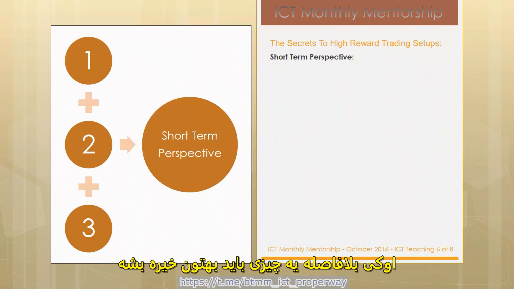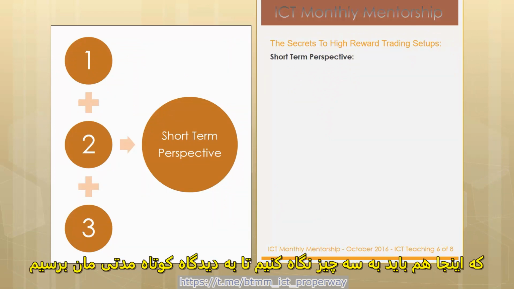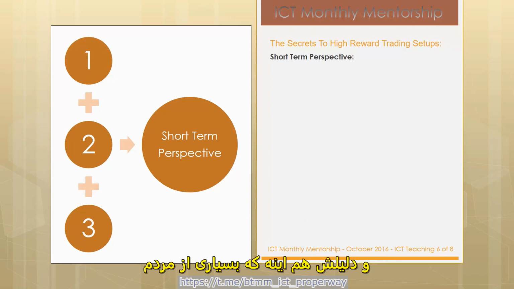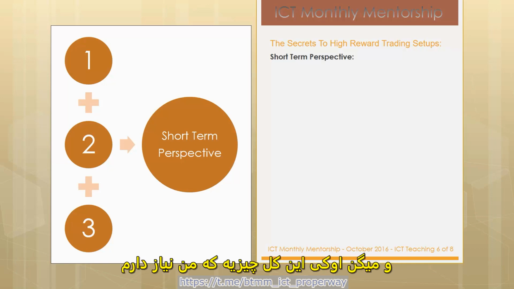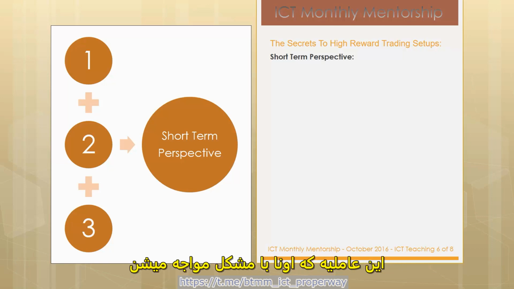Okay, so right away there should be something staring at you: now all of a sudden we have to look at three things to arrive at our short-term perspective. And the reason why is because most people just look at a 1-minute chart or a 5-minute chart and say, okay, well, this is all I need. And that's what gets them in trouble.